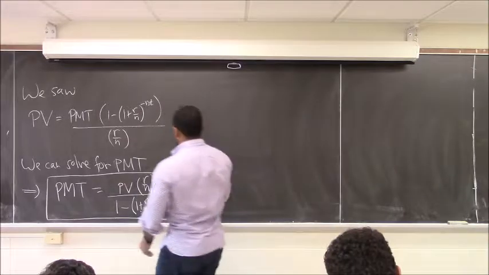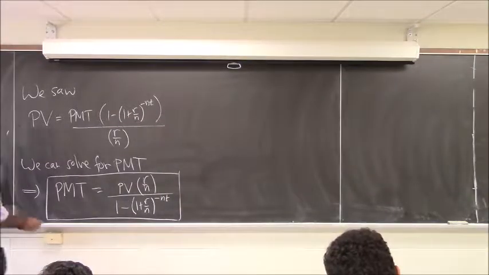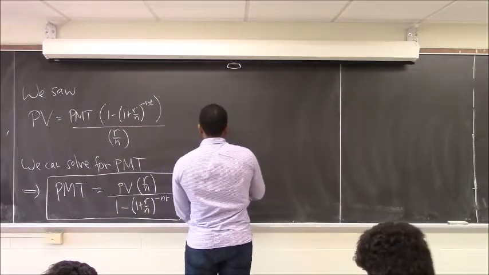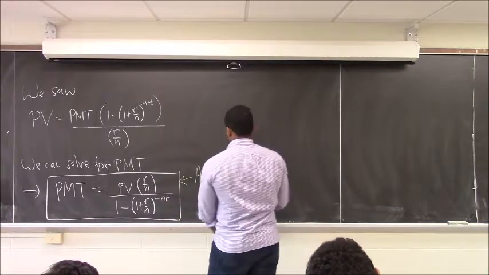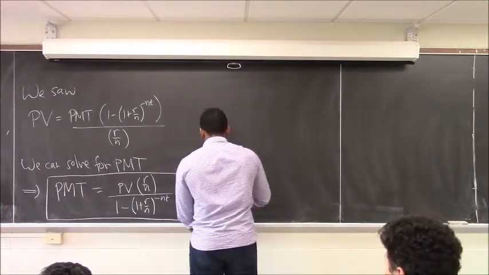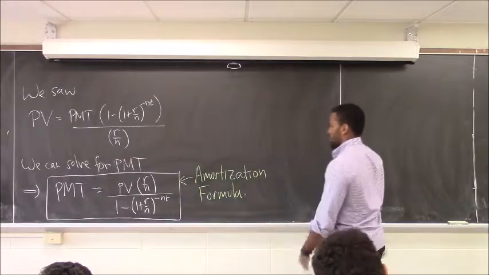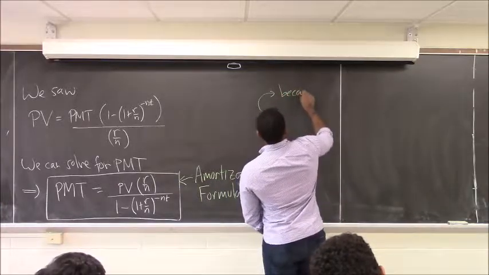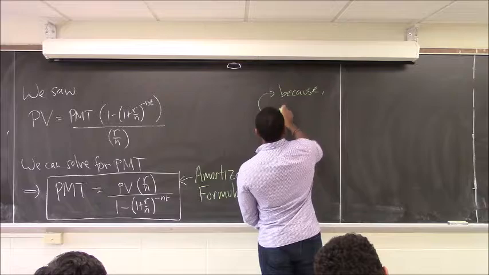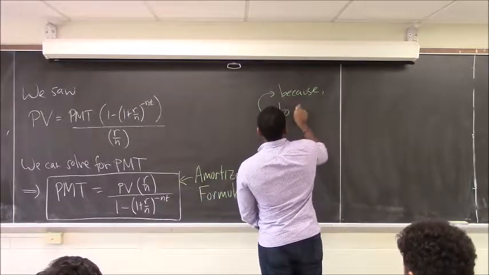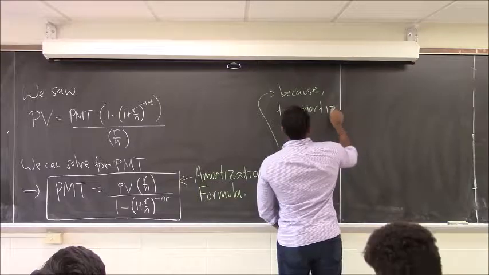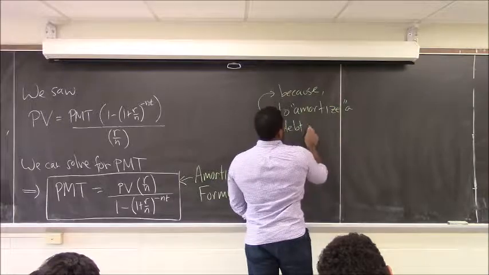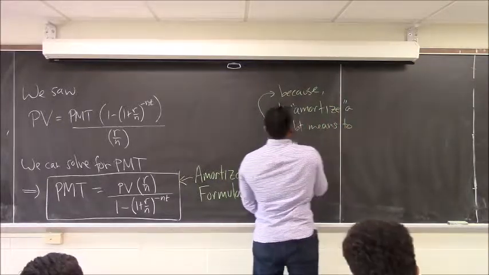Now, this formula is called the amortization formula. Why is it called the amortization formula? Because to amortize debt, that's the phrase used here, means to pay it off.